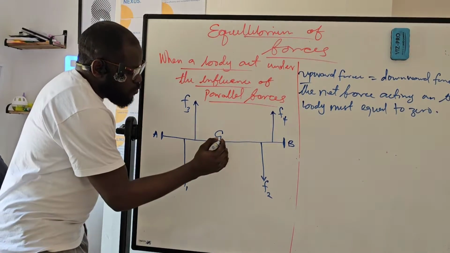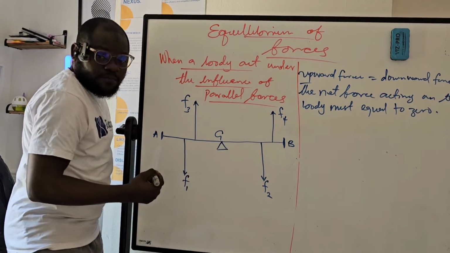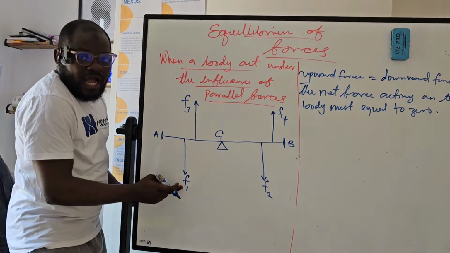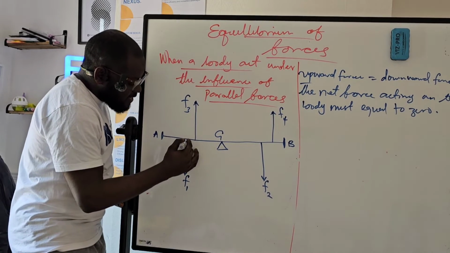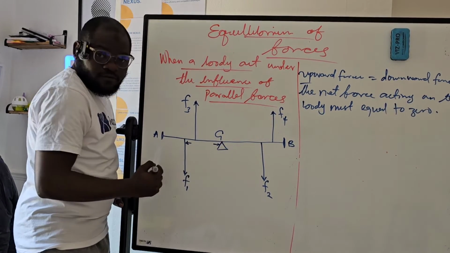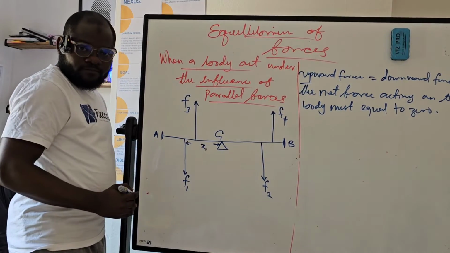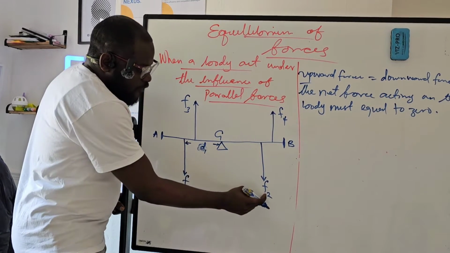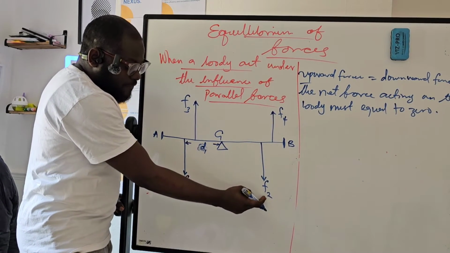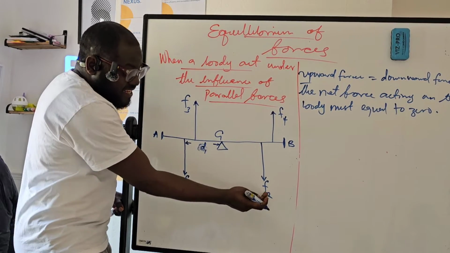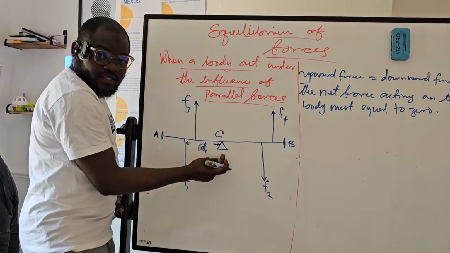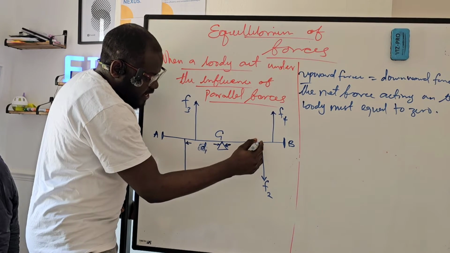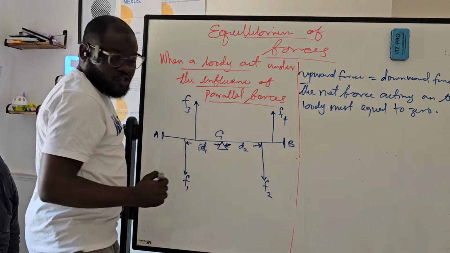Let's take for instance that we pick this place to be our reference point, that is this point G. So if we want to talk about F1, we are going to consider the distance from F1 to that G. Let's say it is called X1. Or let me call it D1. And for F2, you also consider the distance of F2 from that reference point. So I'll call this one D2.